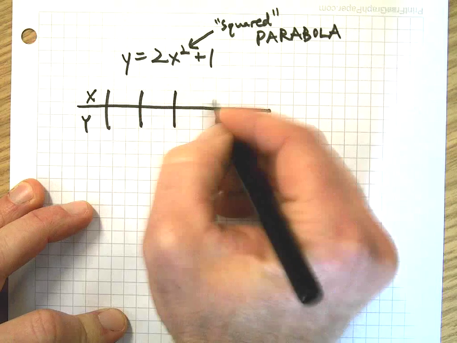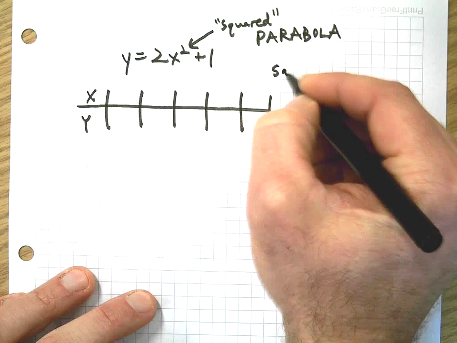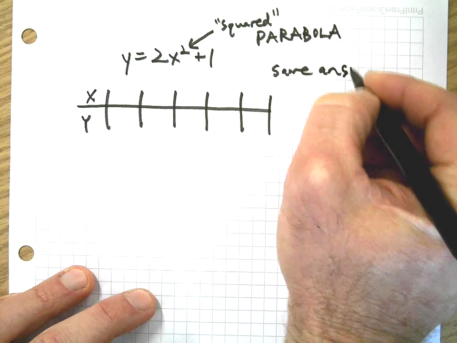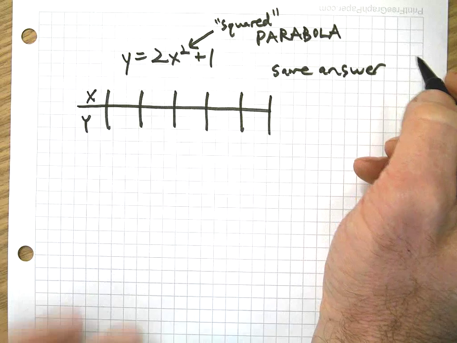Something else we also learned was we're probably going to have the same answer more than once on our table, and if that happens, it doesn't mean we screwed up. In fact, we're expecting that to happen, okay?